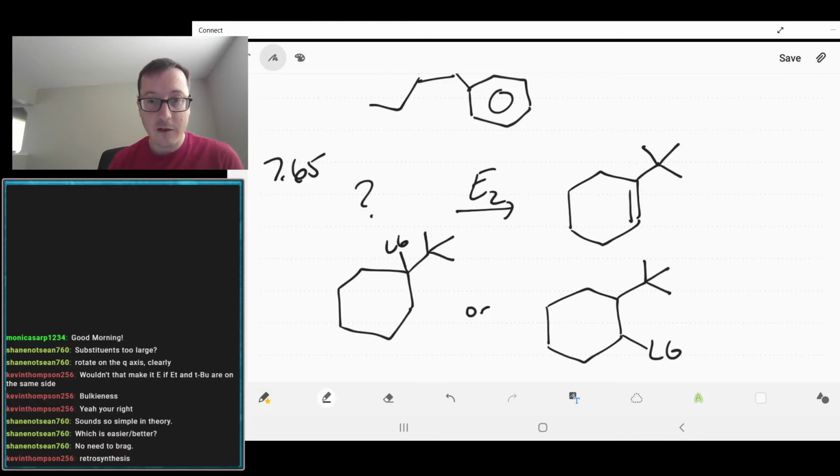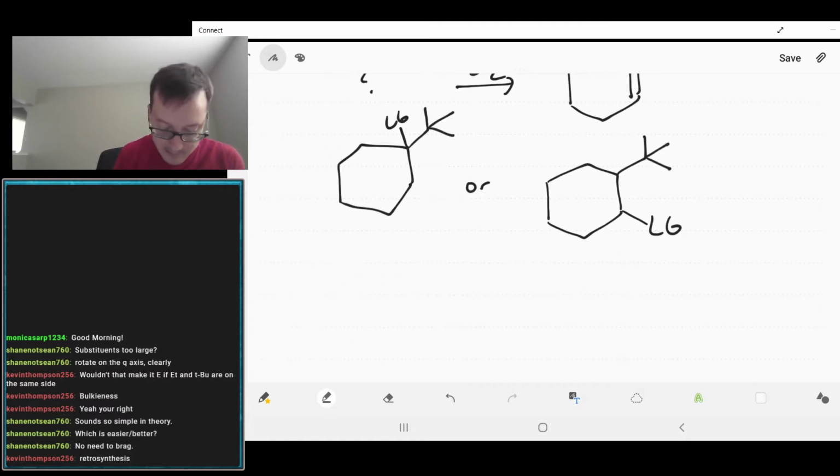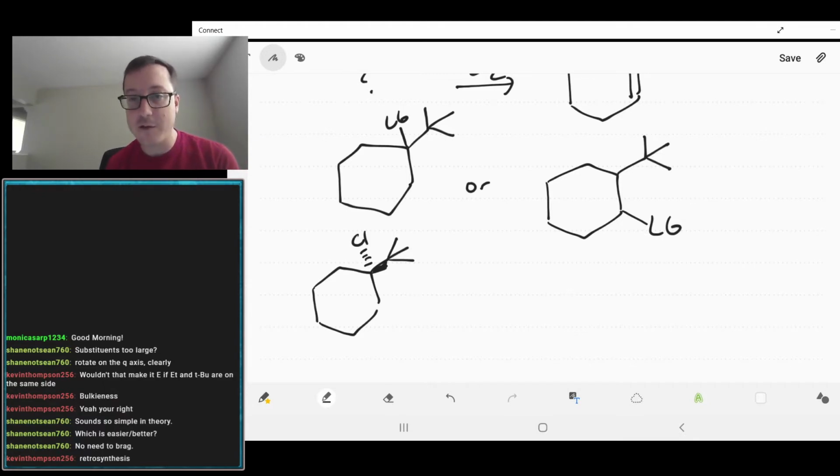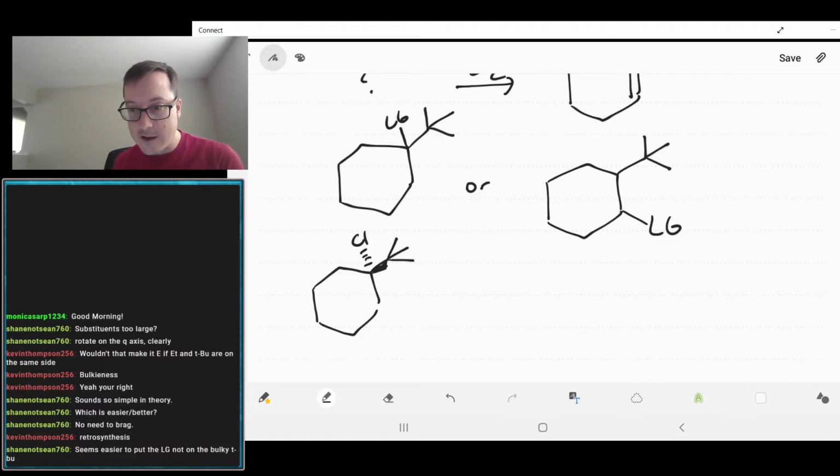If we put it on the one with the t-butyl group, we could assign stereochemistry to either one. We could say, well, how about this? We'll put that on a wedge, and we'll put a chlorine on the dash. Done. E2 gives us the product in question. However, if we look at the other case, if we want to put the leaving group on the other one, we need to make sure that we're able to get an anti-periplanar hydrogen to that. Interesting. I think it's easier to put it on the t-butyl.